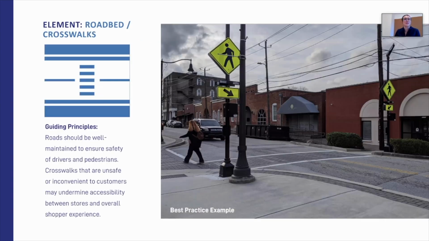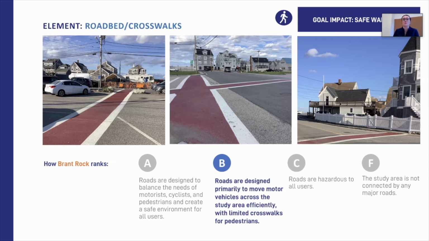And the final public element is roadbed and crosswalks. The state decided to combine this element to focus on infrastructure and, in particular, mobility. It's really important to have strong, well-maintained roadways and visible crosswalks, again, to make an attractive downtown, so that visitors can feel like they can park at a destination and walk throughout a downtown, or through Brant Rock, to all the various restaurants or stores.